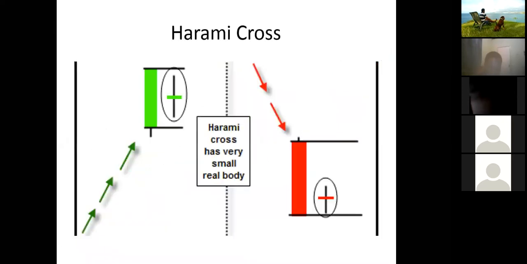Then we have something called the Harami cross, which has a similar function. When it happens at the top of an uptrend, it tells you that a downtrend is coming, or a change in trend. When it happens at the base of a downtrend, change is coming, an opportunity to buy.